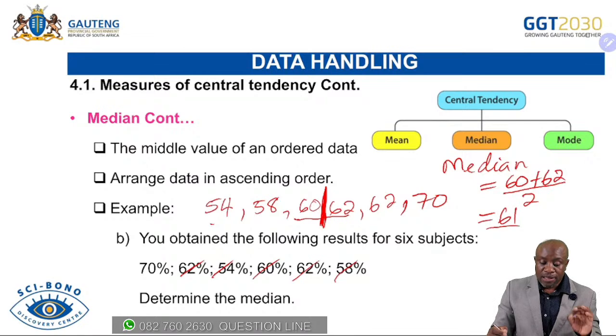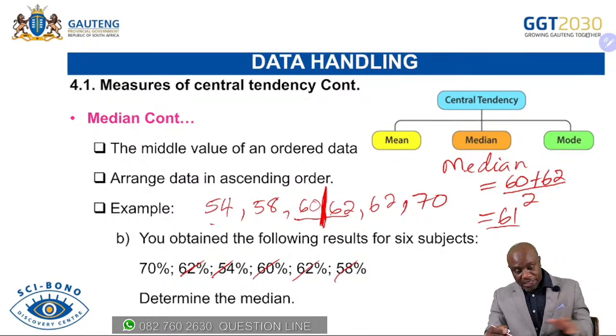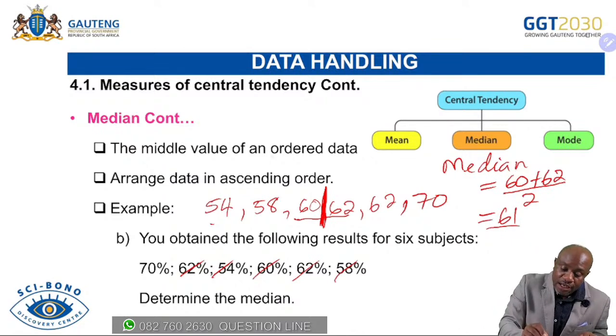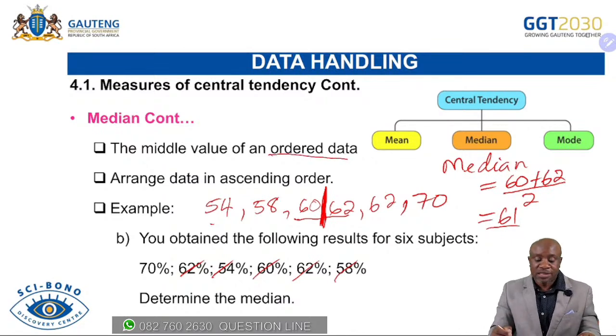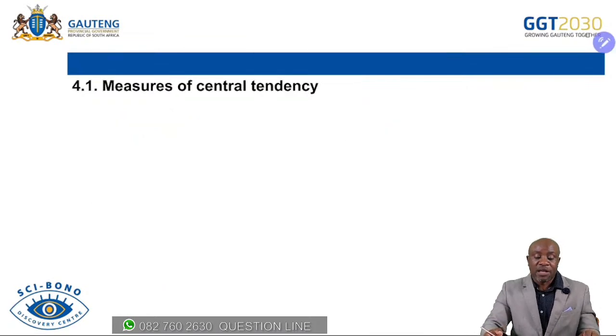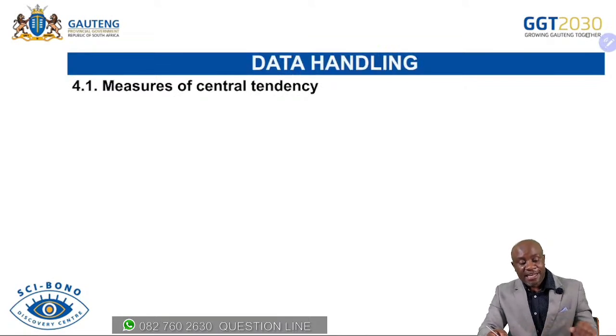Like we're saying, the median is the middle value of the ordered data. The key word there is that it must be ordered. You can't just take any numbers and find the median. The numbers must be ranked. They must be ordered, in ascending order.